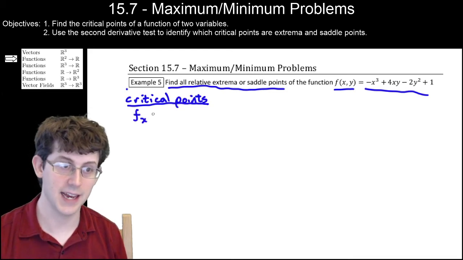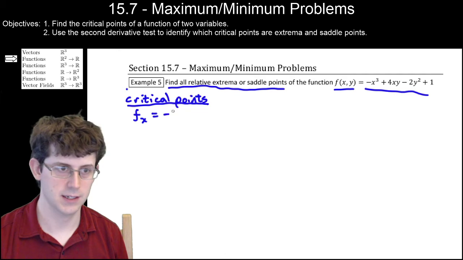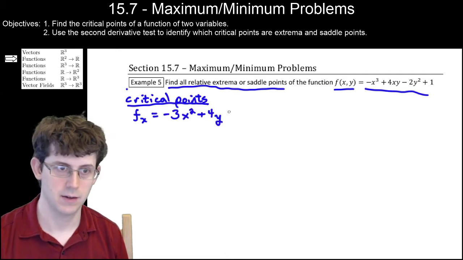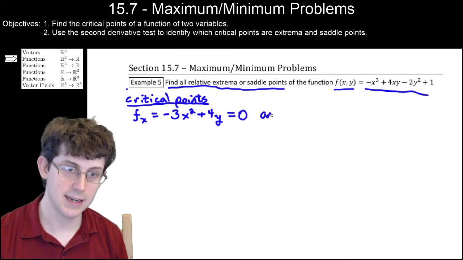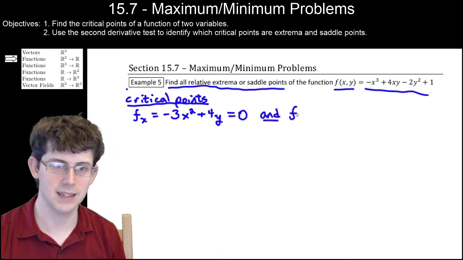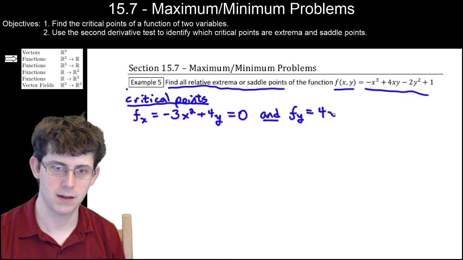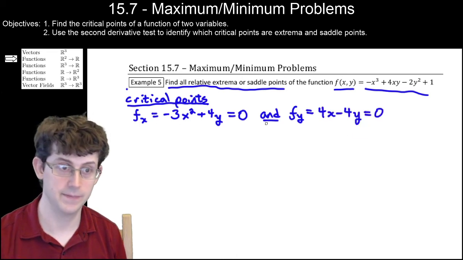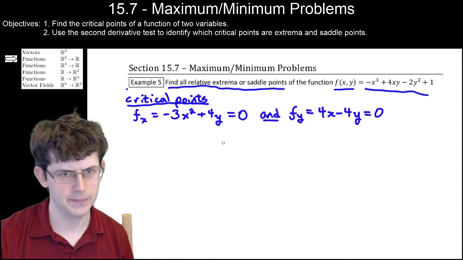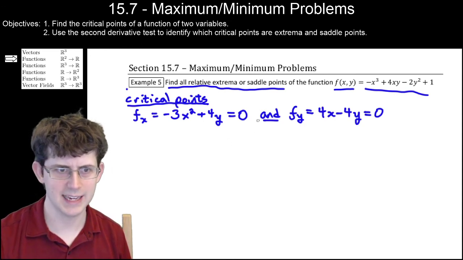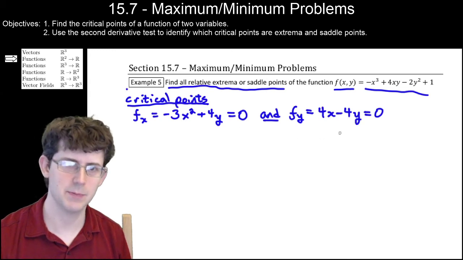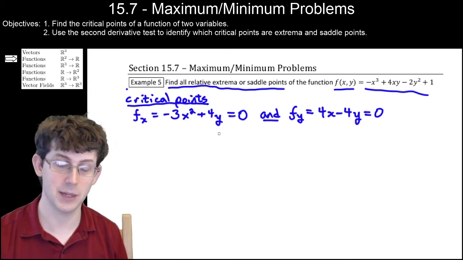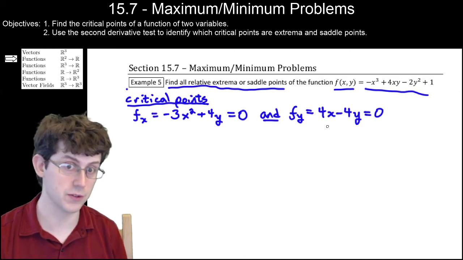So we're going to need fx, which is minus 3x squared plus 4y. We need that to equal 0, and we need fy to equal 0 at the same time. Because you have an "and" here, this is basically a system of two equations in x and y, and you're trying to find the places where these two equations are both true.